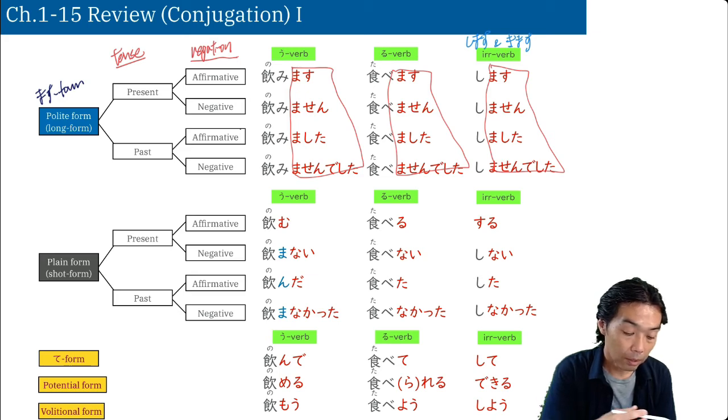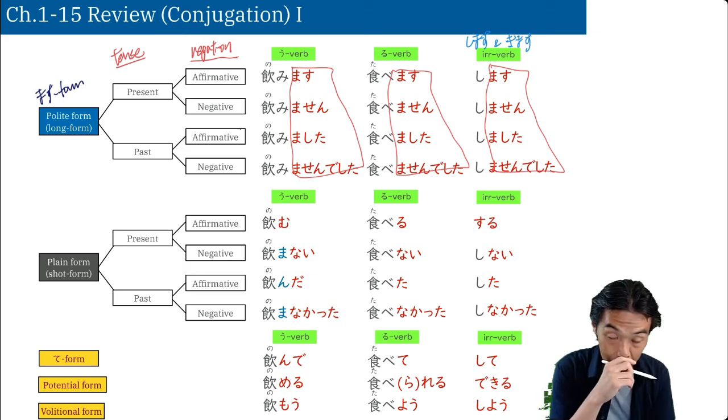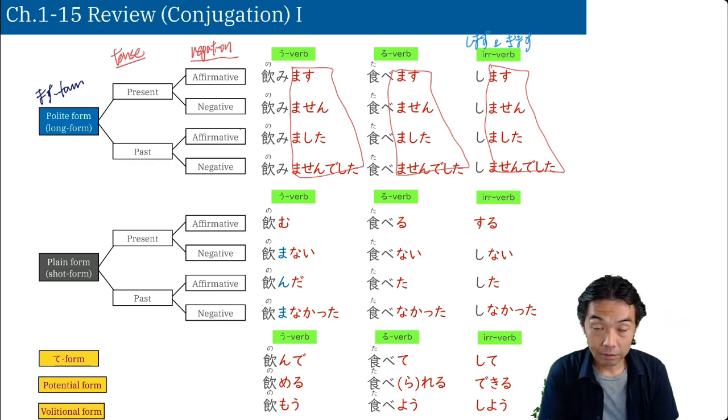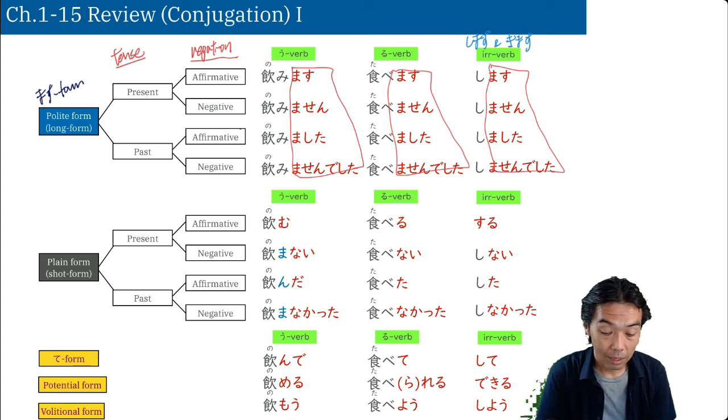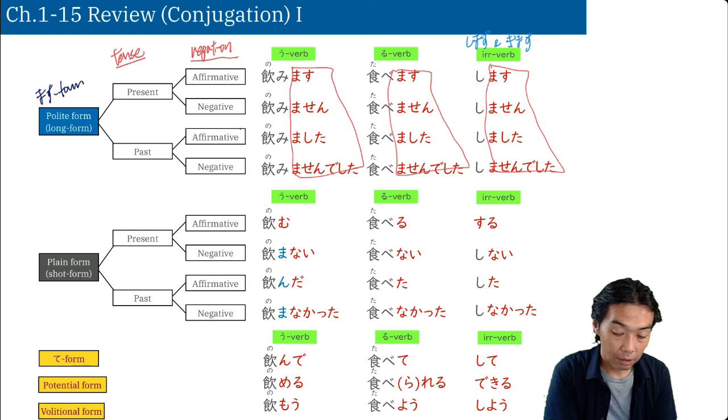When you start with conjugations, the easiest place to start is again irregular verbs, because irregular verbs are called irregular verbs because they conjugate irregularly, right? So there's no system to tell what the conjugation of irregular verbs is. You just have to remember. If you look at the irregular verbs, the plain present affirmative is suru, or if it's kimasu, it's kuru.